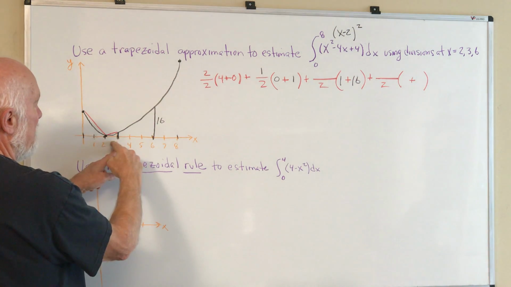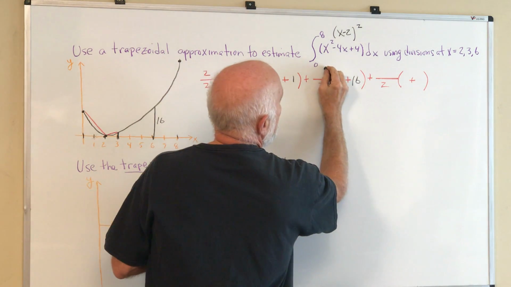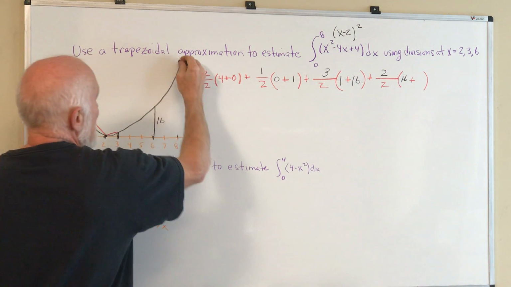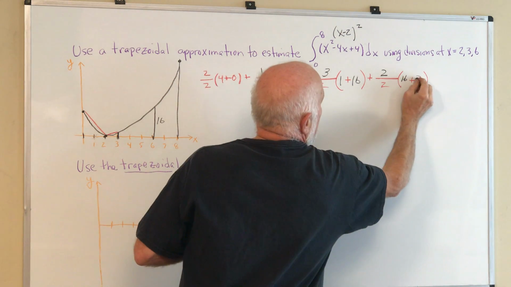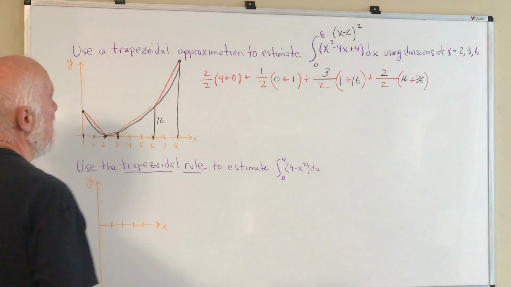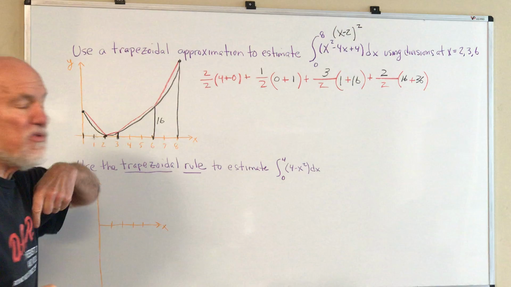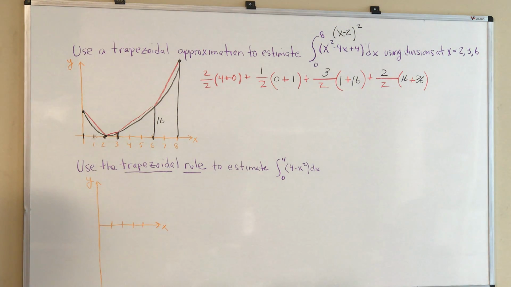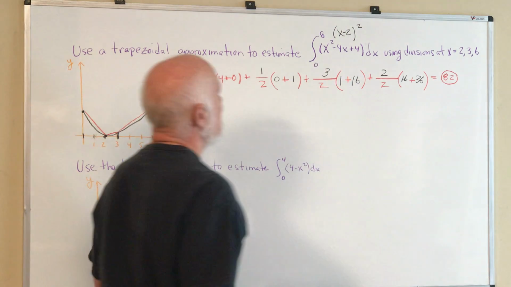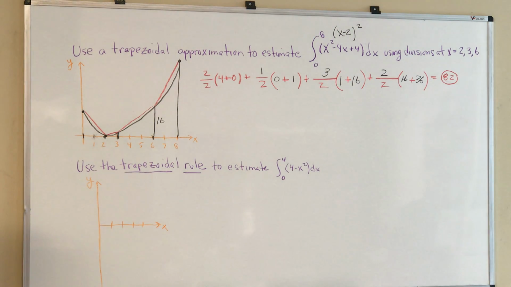And the height from 3 to 6 is 3. And the last one goes from 6 to 8. One side's going to be 16, and the other side is going to be 36. Again, you don't have to draw these in. You could have just plugged in the function values. But you kind of see it's concave up, so this should be an overestimate of the exact. So you put all those together, and I think this comes out to be 82. I don't want to spend all the time going through this, waste your time. So I'm pretty sure that that one turned out to be 82.